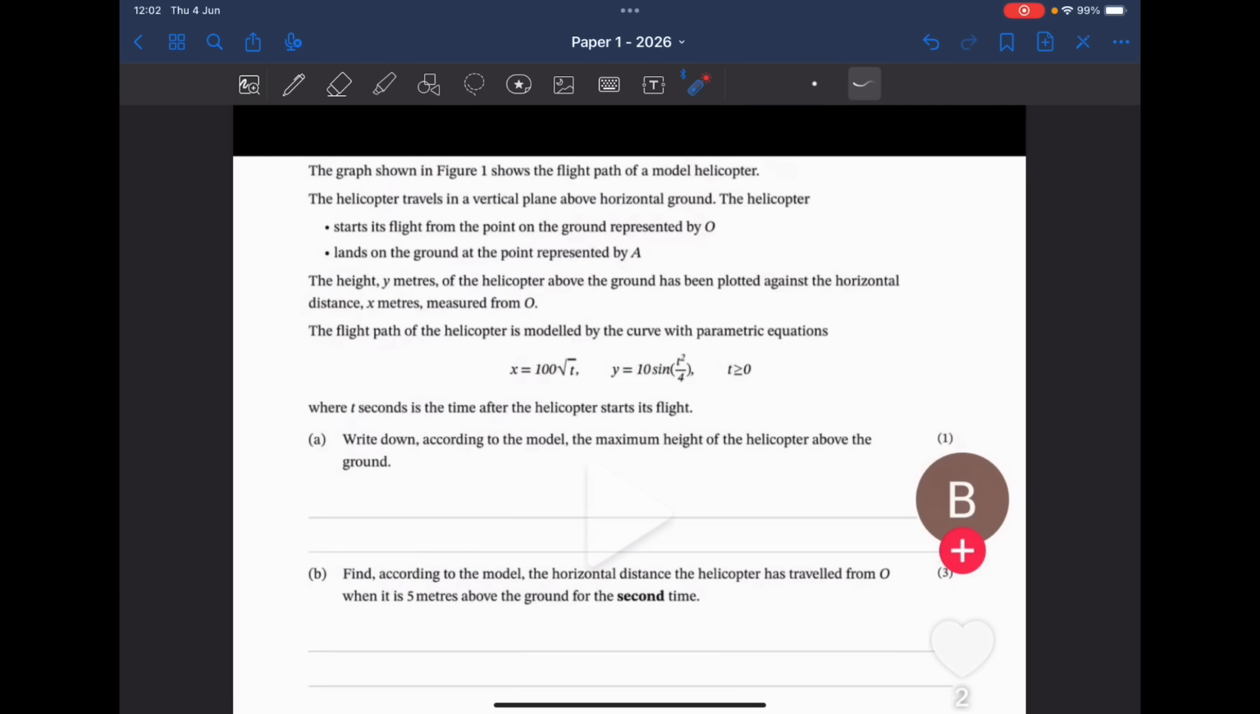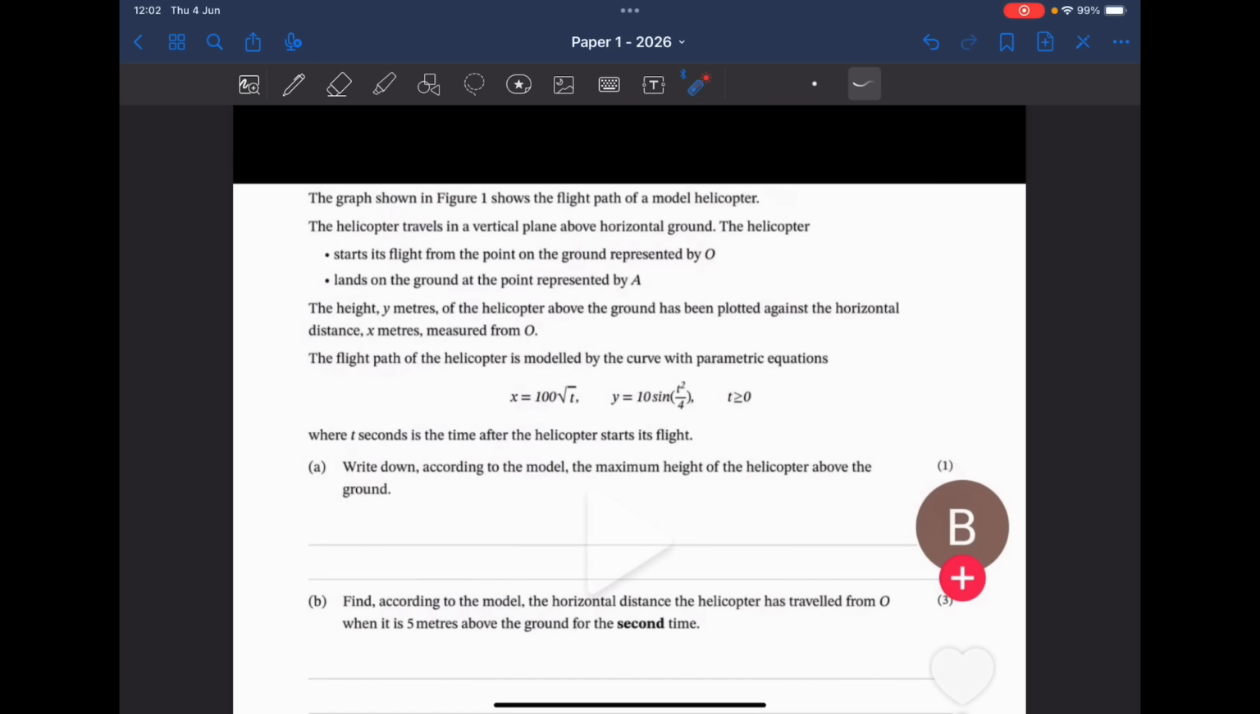Number 5 made me laugh, because if this is the flight path of a helicopter, I would not be getting into it, because you're going to go so far and then very quickly you're going to just dive into the ground. So do not do this if you're a helicopter pilot. Do some other flight path.